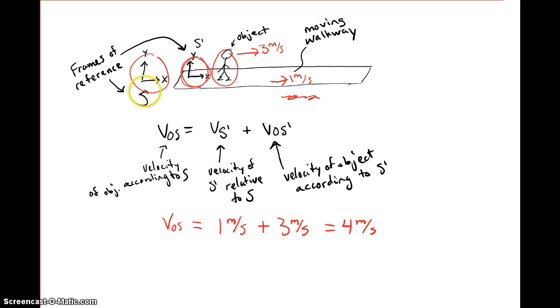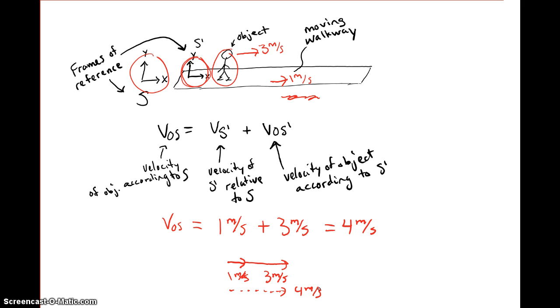So if you're standing over here in frame S, you're going to see the person moving away from you 4 meters every second. Another way to picture this is to just add up these two vectors, 1 meter per second and 3 meters per second. We're going to get a total velocity of 4 meters per second.